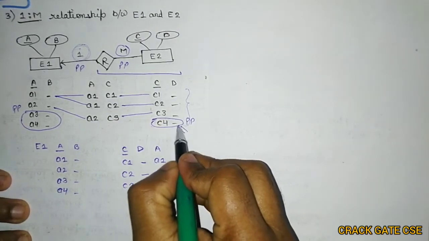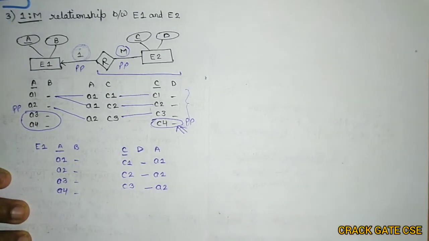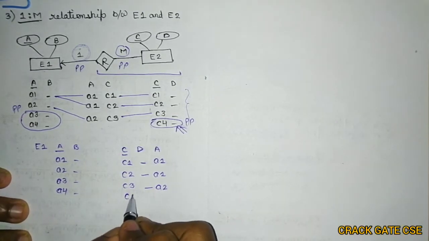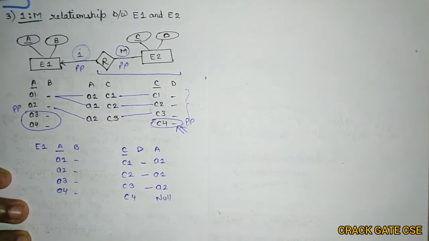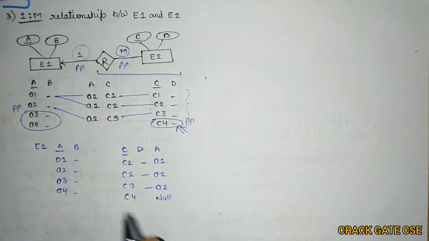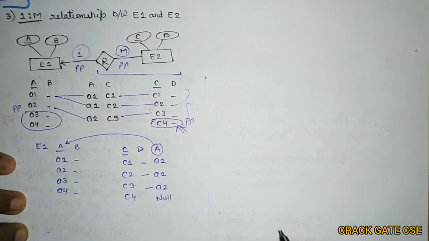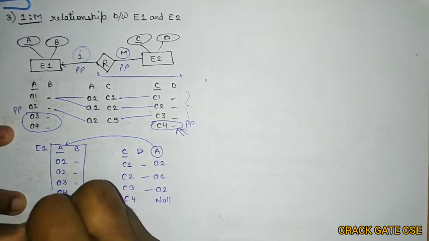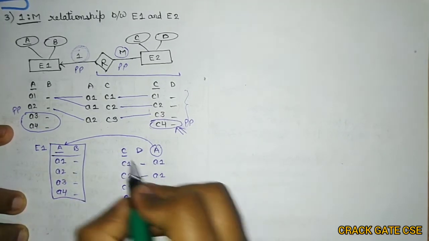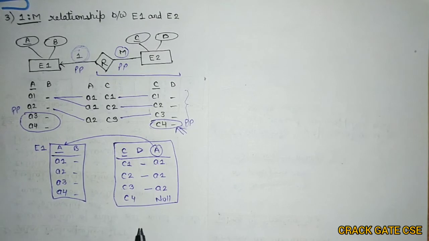Now this C4 is left. To make sure that it is a lossless join decomposition, I am including C4 under the C column and putting the respective value of A as null, right? Because in the foreign key, this A will be referencing this particular A of E1. So this is one record, and this is another record, right?